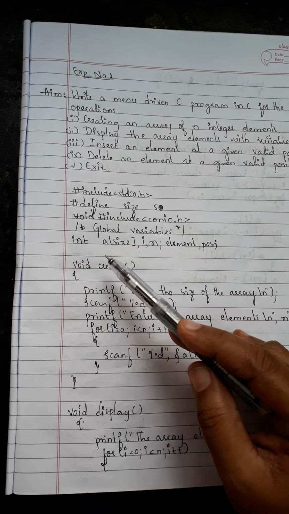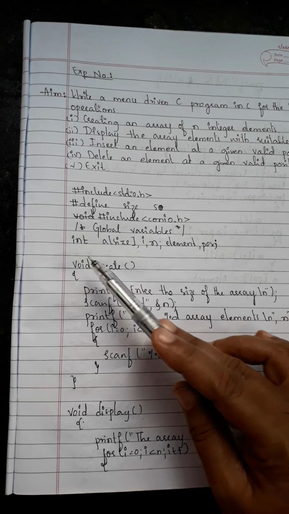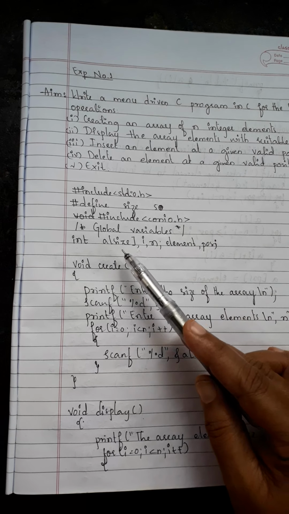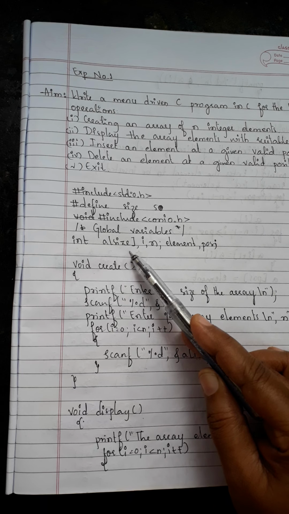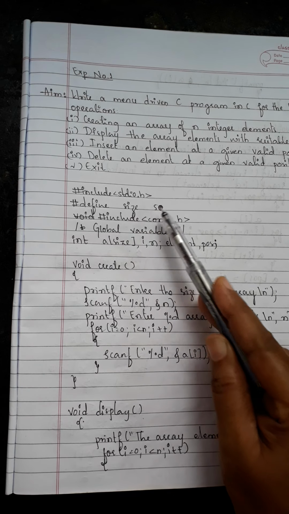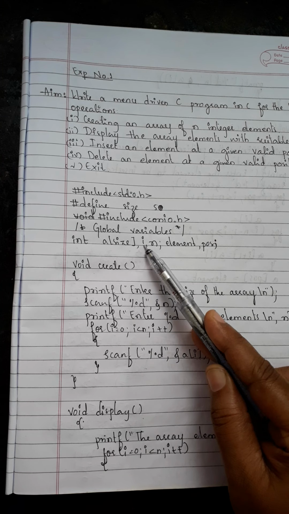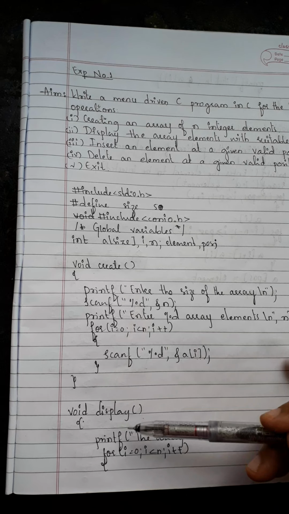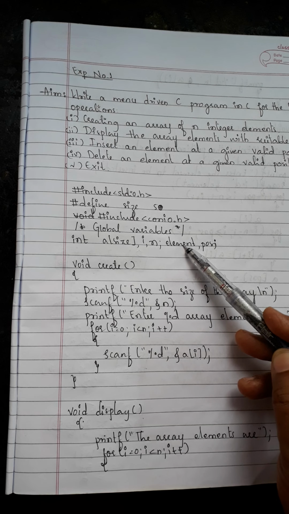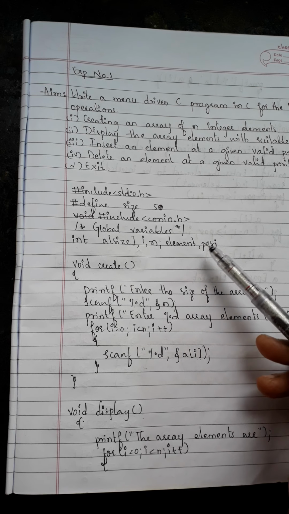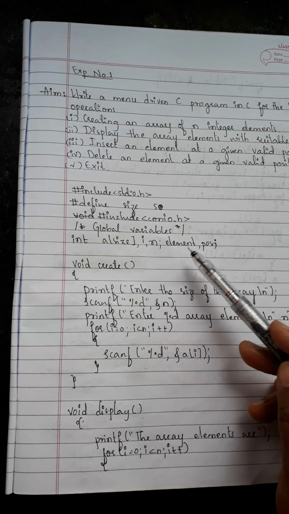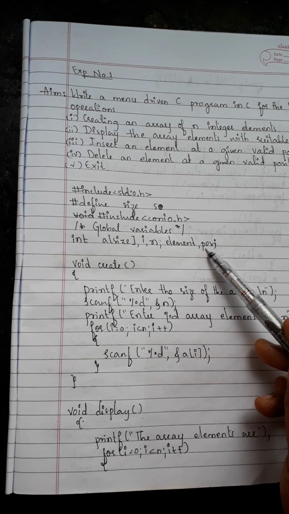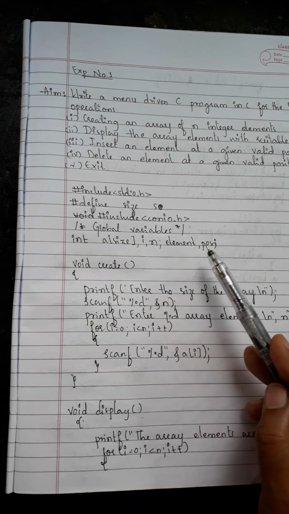So here I am declaring global variables: int a[size], i, n, element and position. Here a[size] is an integer array of size 5 because size is 5. i is used for indexing into the array using a for loop. n is the size of the array which you are reading through your program. element is the new element to be added into the array. position is the position at which you are adding the new element or deleting an element from the array. I hope the global variables are clear for you.